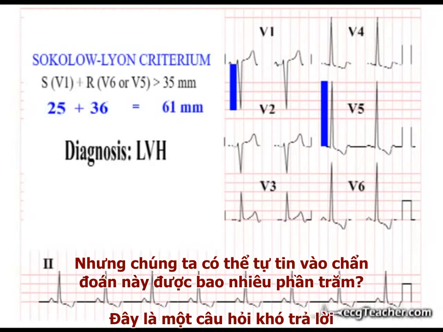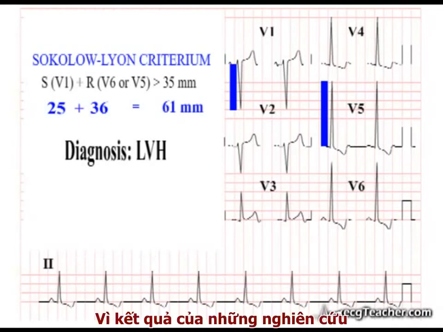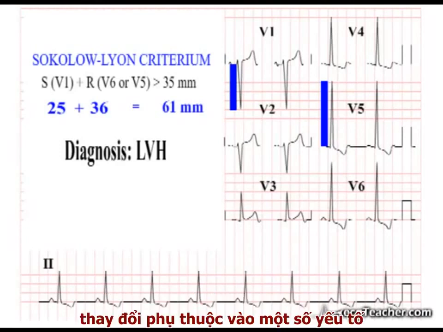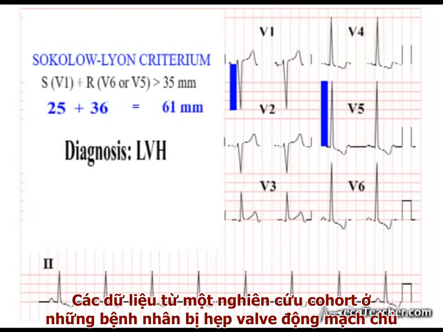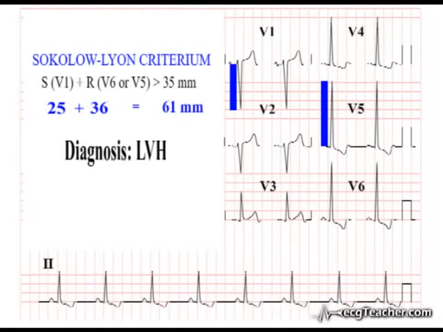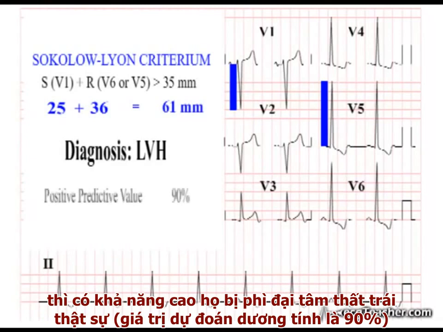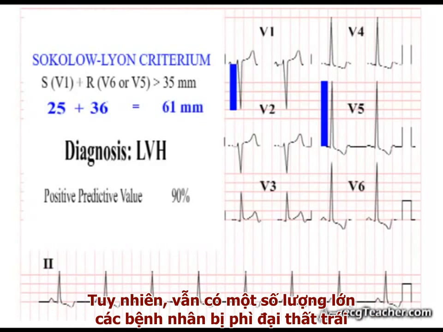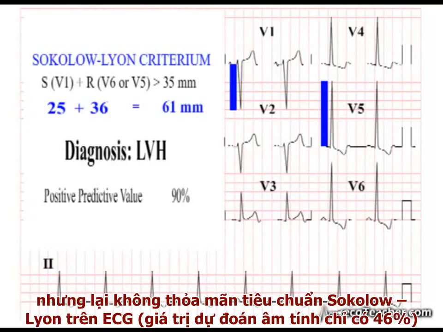This is a difficult question to answer, as the results of studies on the specificity and sensitivity of voltage criteria vary depending on several factors. Cardiac MRI data from a cohort of patients with aortic stenosis suggests that if a subject meets the Sokolow-Lyon criterion on their ECG, they have a high probability of underlying LVH on scanning. However, a high proportion of individuals with underlying LVH do not meet the criterion on their ECG.